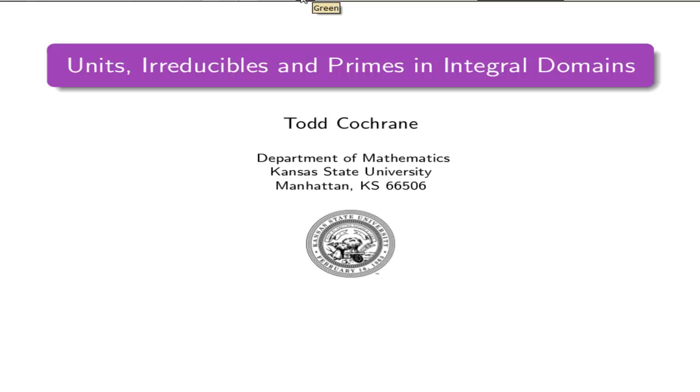Okay, I want to spend a little time this semester talking about unique factorization in integral domains other than the integers, such as the Gaussian integers or polynomial rings over a field. So let's start with the concept of units, irreducibles, and primes in a more general integral domain.